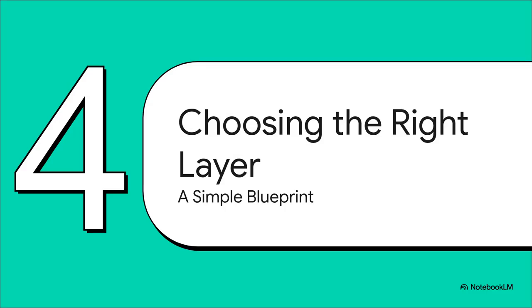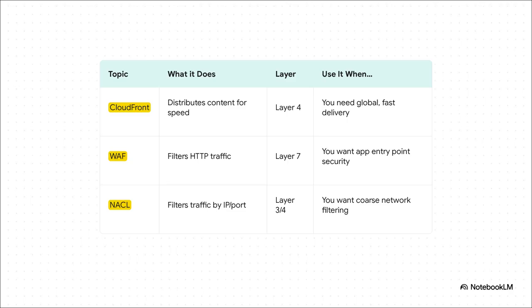Okay, let's bring this all together. I'm going to give you a simple blueprint for when to use each of these powerful services. This slide right here is your cheat sheet. It's simple. You use CloudFront when you need that global speed. You use WAF when you need to protect your web app from all those common attacks right at the front door. And you use NACLs when you need that broad, simple firewall at the network level deep inside your VPC. Each one has its own distinct and really critical job.